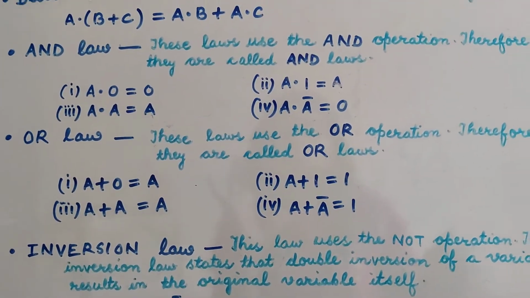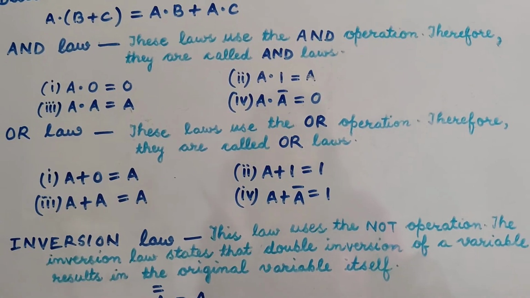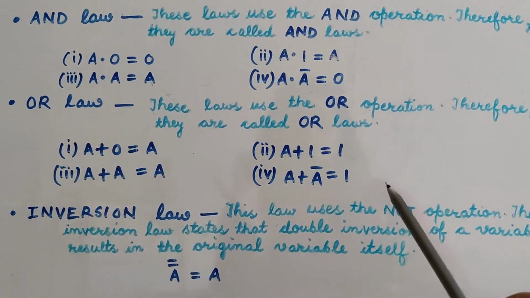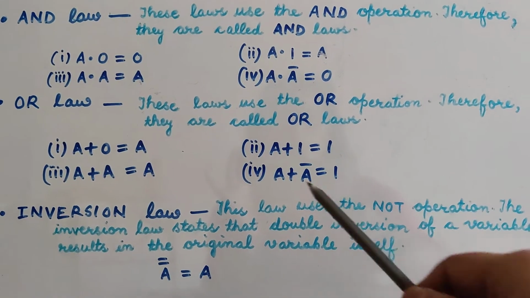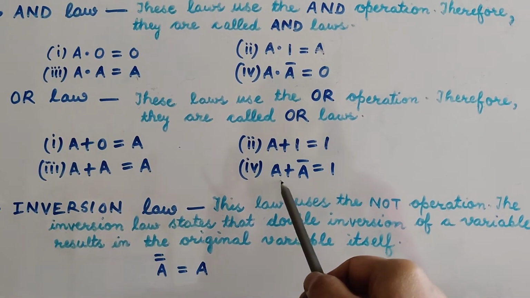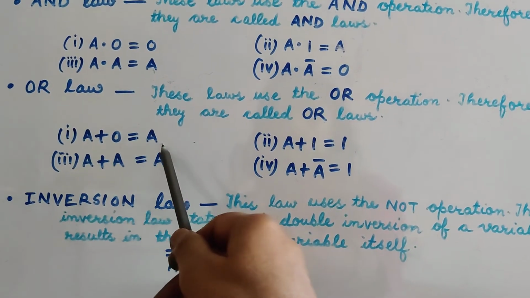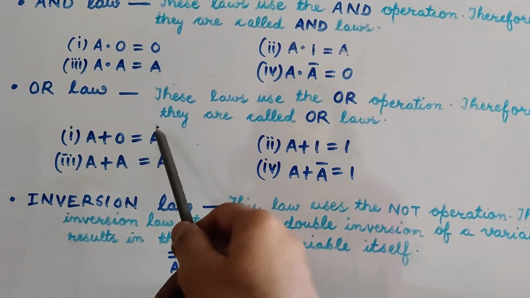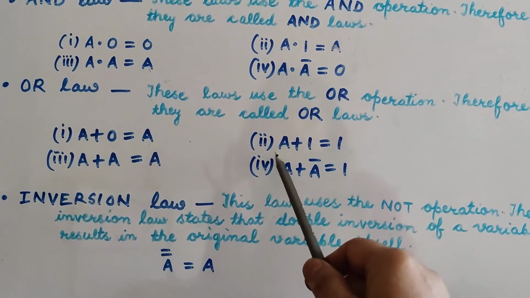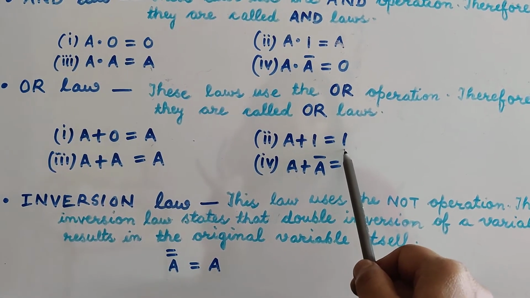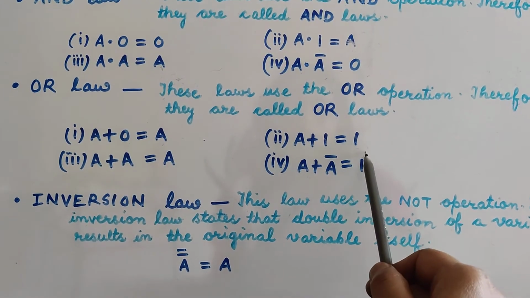Now the OR law uses the OR operation, and so these laws are called the OR laws. So if a variable is added with 0, the value will be equal to a. That is, a plus 0 will always give a. Similarly, if any variable is added to 1, then its value will be 1. So a plus 1 will be 1.